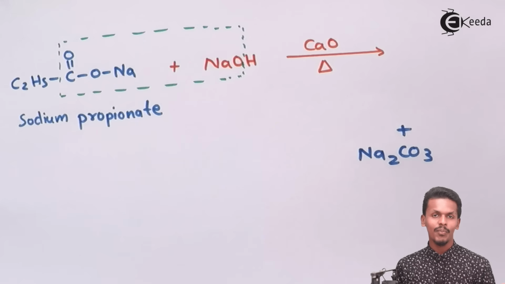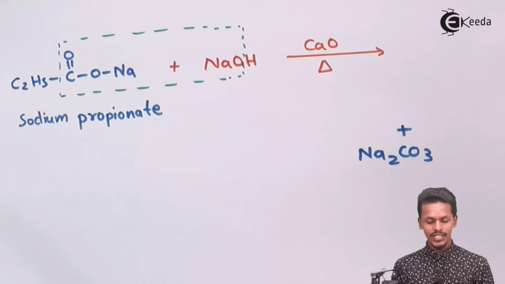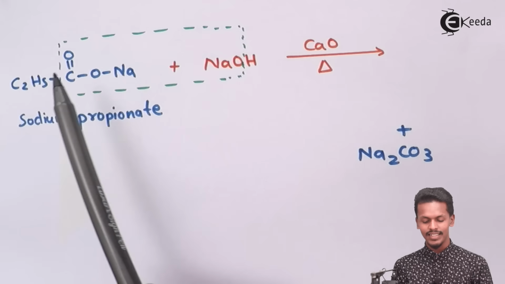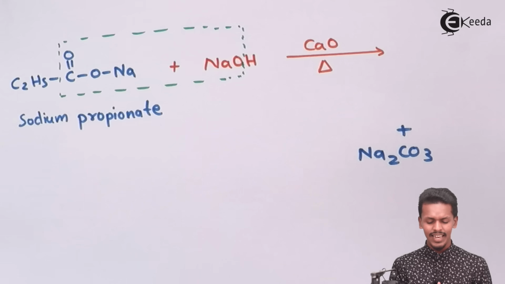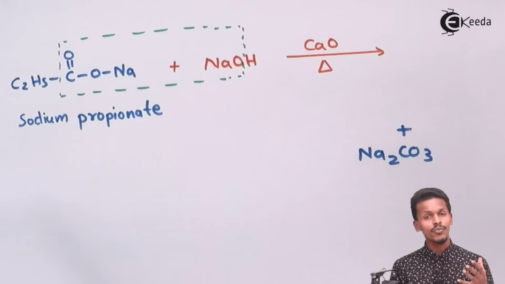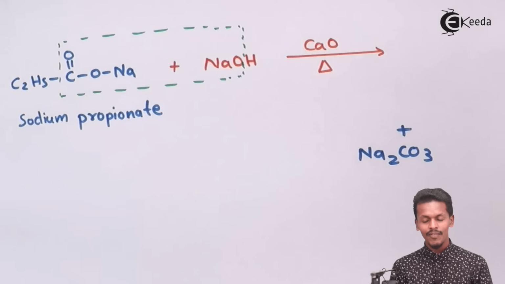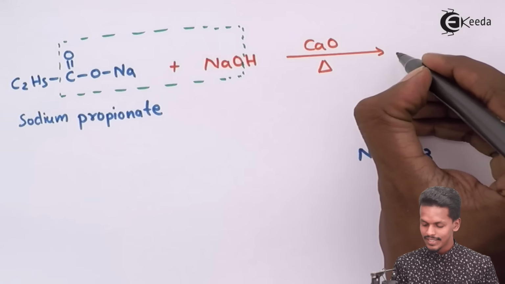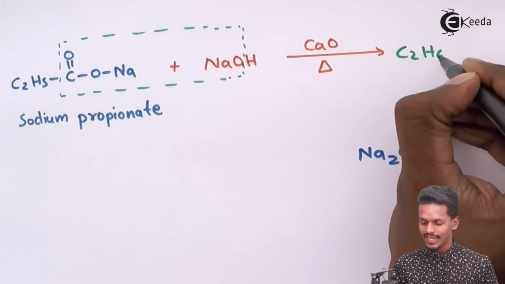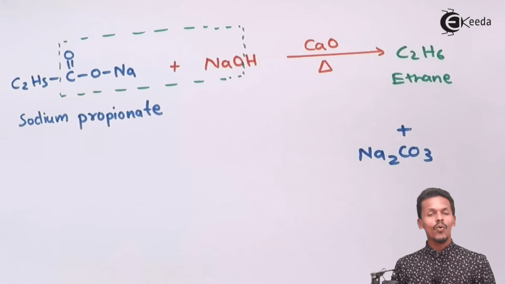But what would be the main product? As we could see, this is an alkyl group, which will now combine with hydrogen to form an alkane. Moreover, it consists of 2 carbon atoms, making it ethyl. Now ethyl, when it combines with hydrogen, forms ethane. So we could write this as C2H6, that is known as ethane.